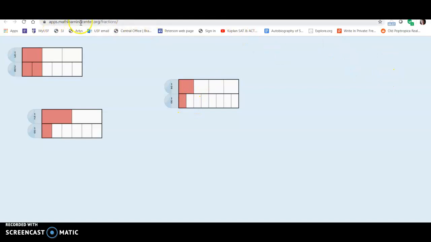So I would use this website, apps.mathlearningcenter.org/fractions, if you're struggling with it. And I'll put that in the email back to you.